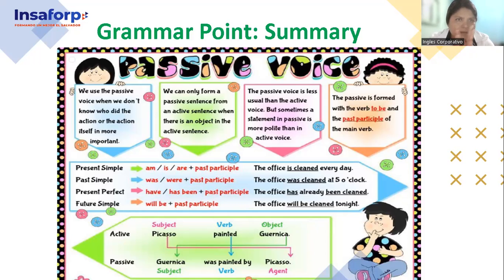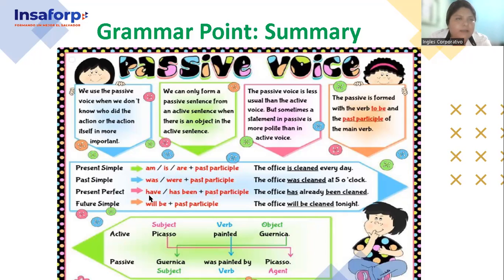Let's see, I don't know who's here. Activate your cameras, please. I will appreciate that, okay? Let's see, anybody else? Me, teacher. Let me see. Okay, Karen, thank you so much. Can you read the example, please? The office was cleaned at 5 o'clock. Okay, very simple, right? Past form of verb to be, was and were, plus a past participle.